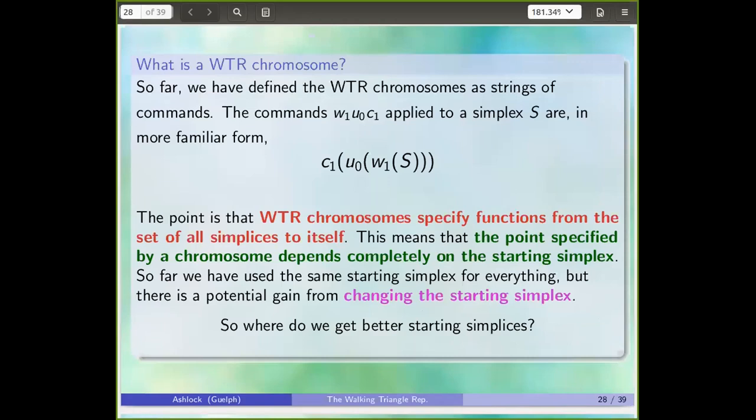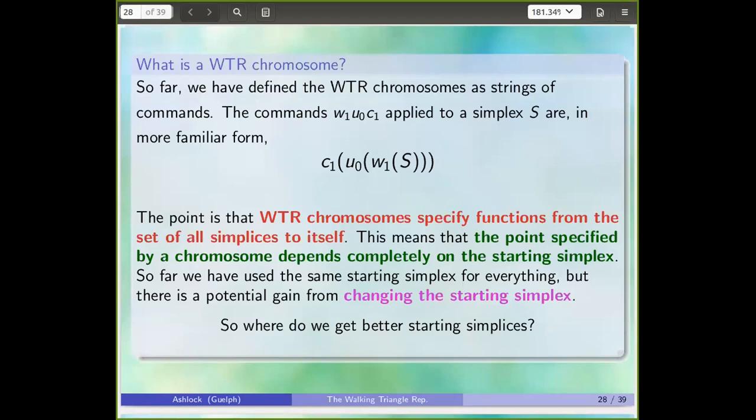Okay, so what is a walking triangle representation chromosome? I've been talking about them as strings of letters. But if we have the string of letters walk 1, uncenter 0, center 1, it's actually center 1 function of uncenter 0 function of walk 1 function of the original simplex. And so the walking triangle chromosomes say what to do to a simplex, but they don't say where to start. And what I've been using so far is a very simple starting simplex, the standard basis plus the origin, and just letting the fact that it can go search a long distance save my life.